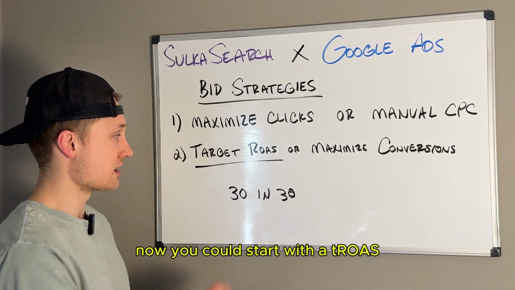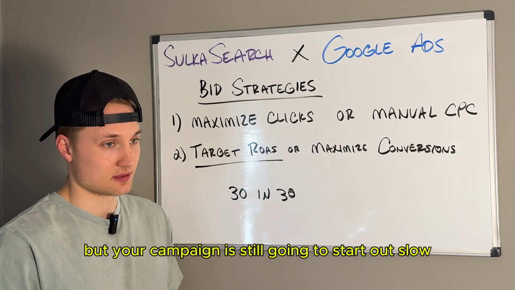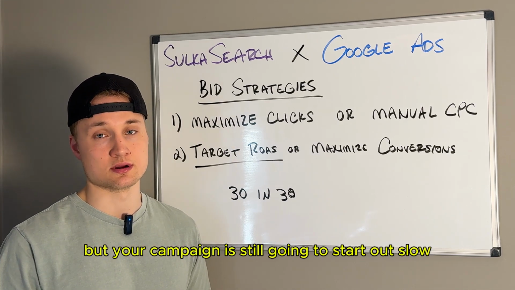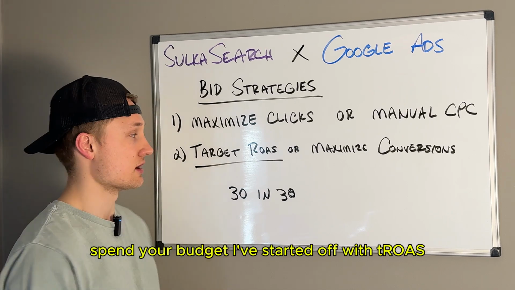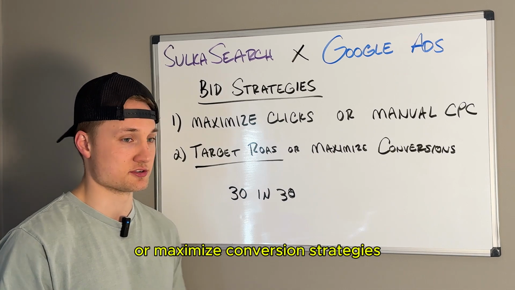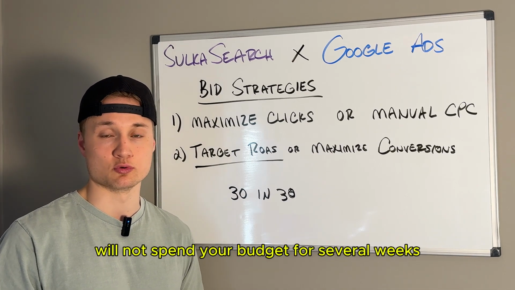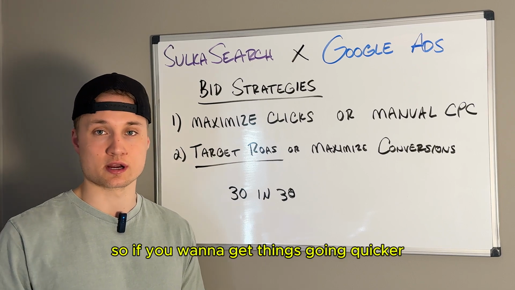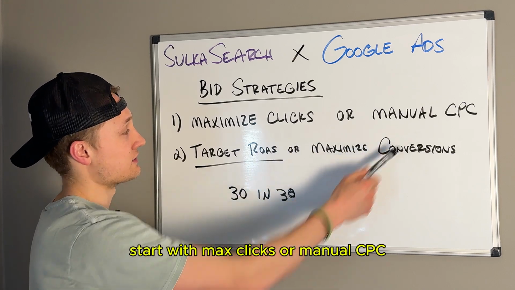Now, you could start with a T ROAS or a maximize conversion strategy, but your campaign is still going to start out slow. It's unlikely that Google is even going to spend your budget. I've started off with T ROAS or maximize conversion strategies, and Google just straight up will not spend your budget for several weeks. So if you want to get things going quicker, if you want to start getting real data that you can make decisions based off, start with max clicks or manual CPC.